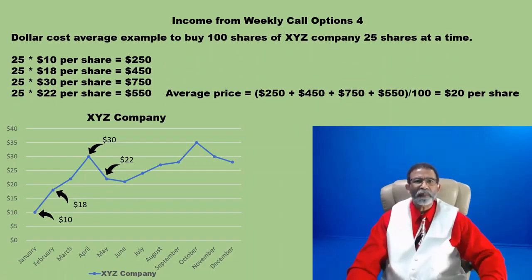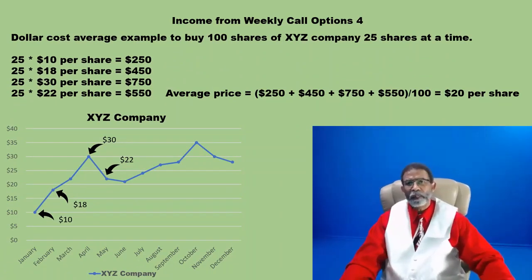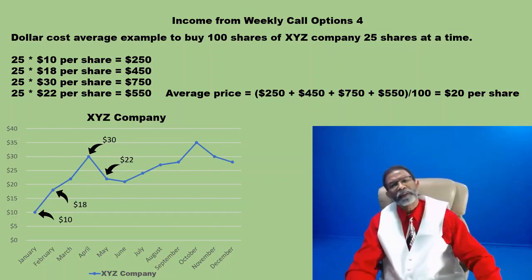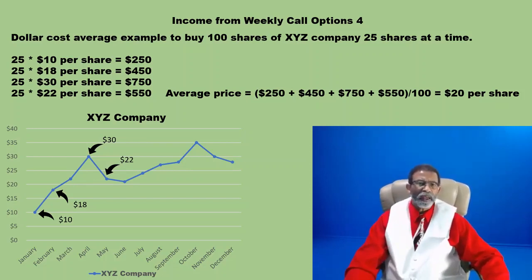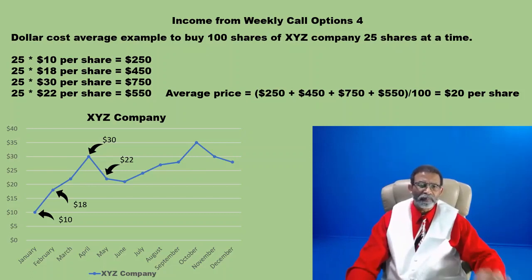Now, here's an example of dollar cost averaging with a company, showing dollar cost averaging when you buy, say, 25 shares at a time at different price points. As shown in the graph, we have different price points for this particular stock: a $10 price point, where let's say the stock was at $10 at one point in time, an $18 price point, a $30 price point, and a $22 price point.